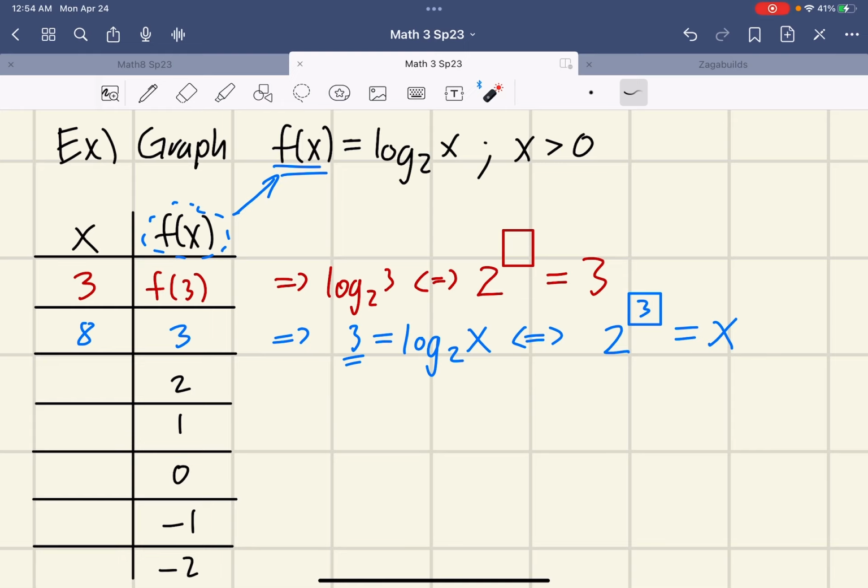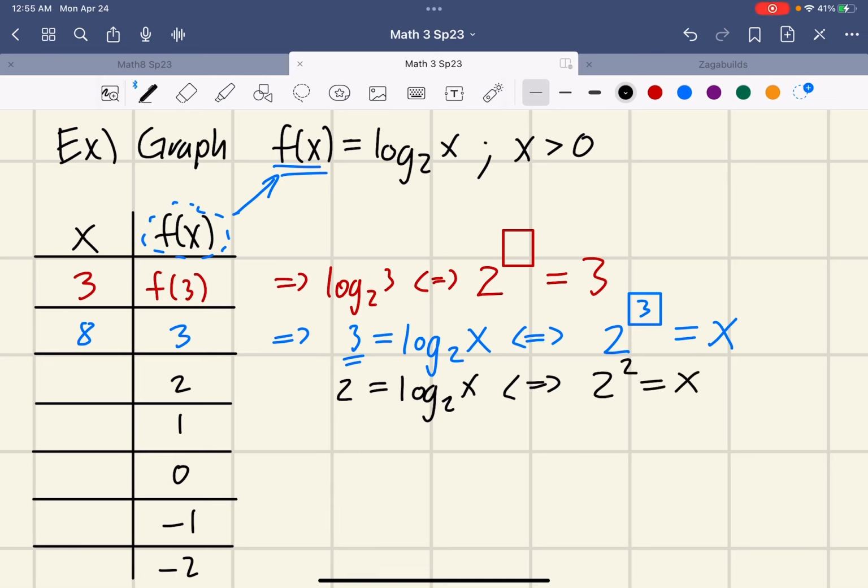It's just a different notation. But we will take this number and completely replace our function notation to give us 2 equal to log base 2 of x, which then I rewrite into its exponential form. 2 to the power of 2 is equal to x, which will give me 4.